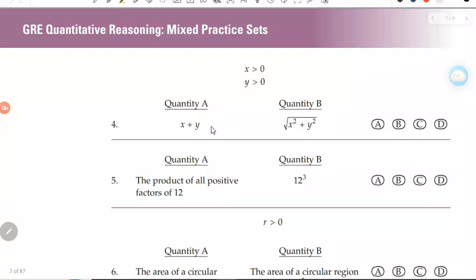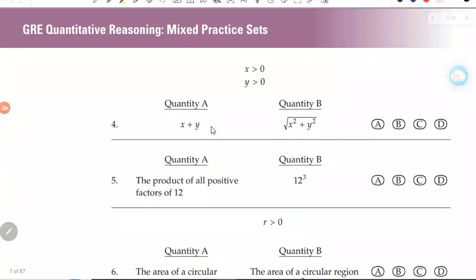Quantity what? Oh, quantity A is greater than B. Okay, it might not be. It might not be if it increases. What if it increases? Have you considered what happens if the numbers are very large?